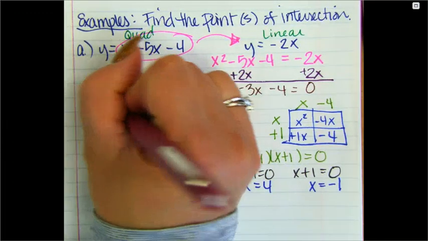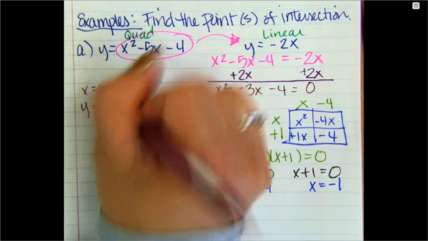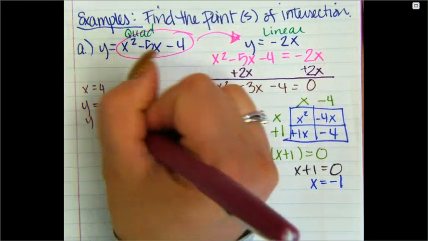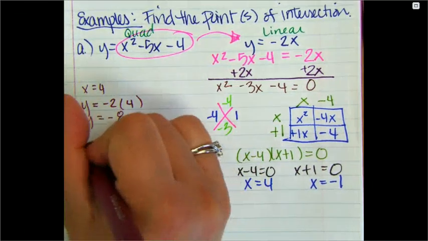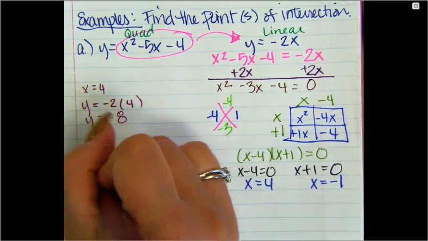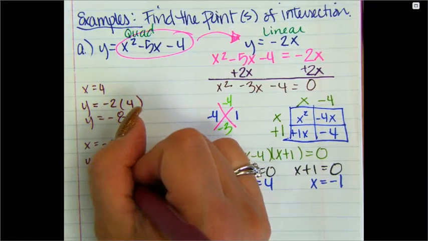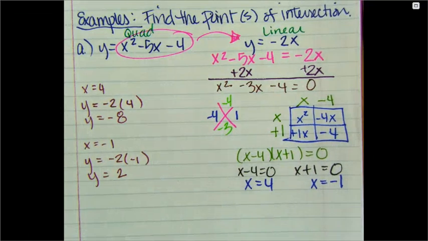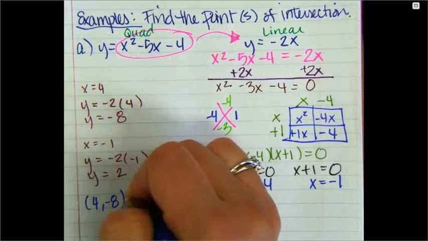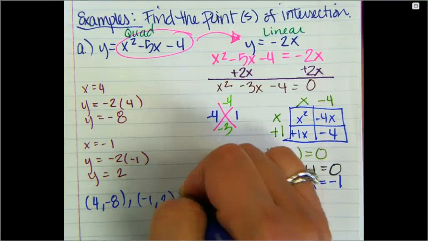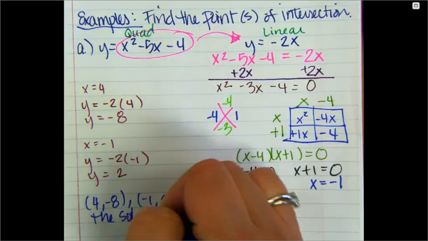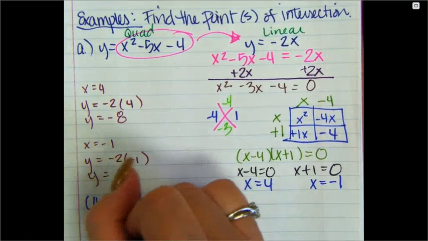So y equals negative 2 times 4, right? And then I get y equals what? Negative 8. And then I get x equals negative 1, so y equals negative 2 times negative 1. So y equals what? Positive 2. So, last step. You're going to tell me that 4 comma negative 8 and negative 1 comma 2 are the solutions. Which means they are the points of what? Points of intersection.